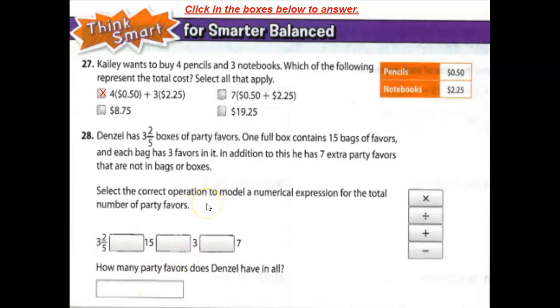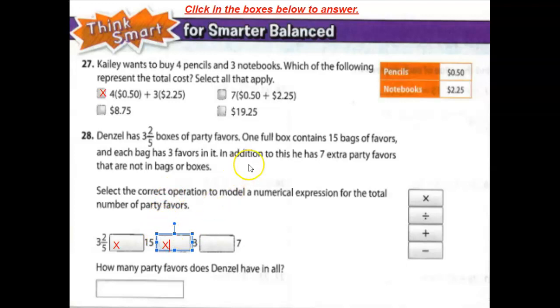So this is super tricky with all the wording, but it basically says he has 3 2/5 boxes of party favors, right? So he has a box of party favors, and each box has 15 bags of favors. And inside each bag, there's 3 favors in it, right? So that means he has 3 2/5 box. I would multiply that by 15, and to figure out how many favors, if there's 15 bags and there's 3 favors in each, how many would I have? A lot of you figured out 45, right? And I did that by multiplying here.